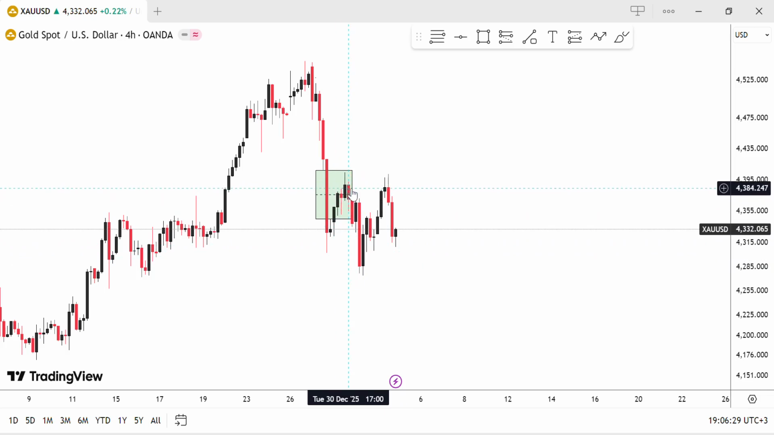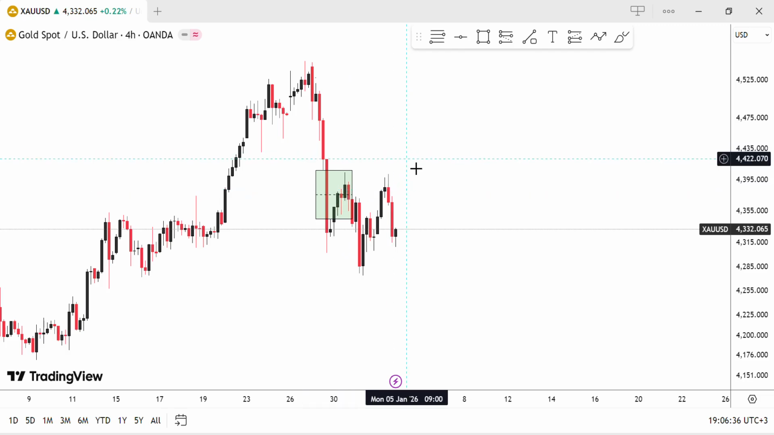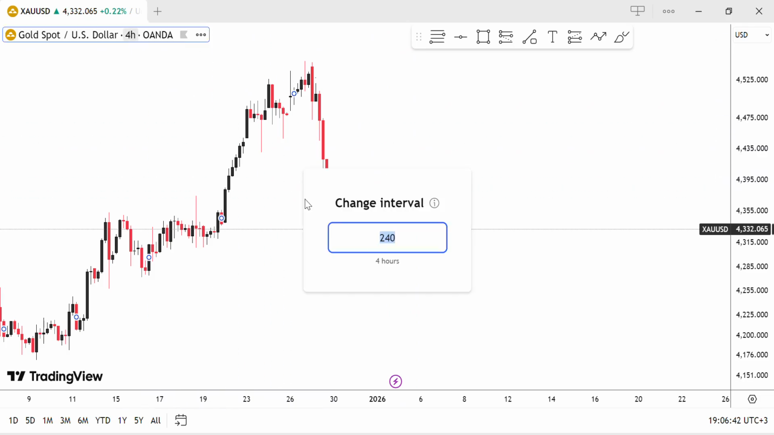So I want to break down this trade here. We are looking at a 4 hours fair value gap. If you're using a 4 hours fair value gap, you have to go to the 15 minutes time frame for confirmation entry. So let's go to the 15 minutes time frame and see how to enter the trade.